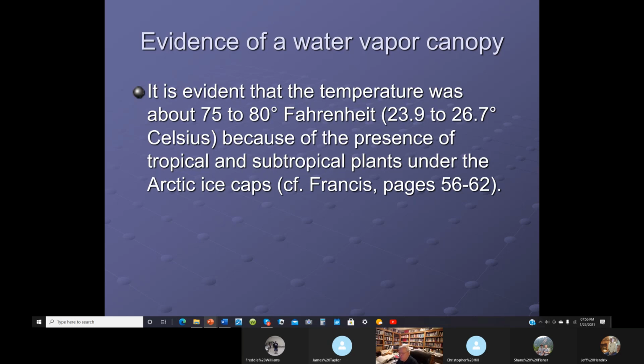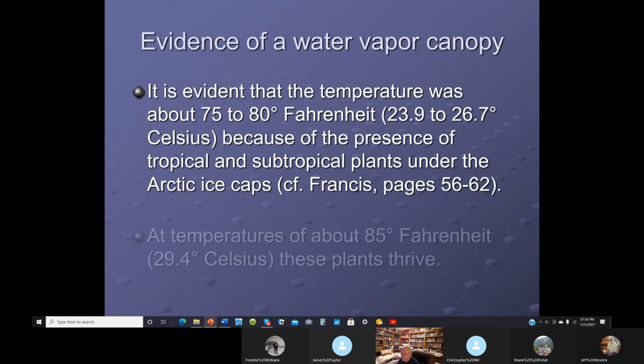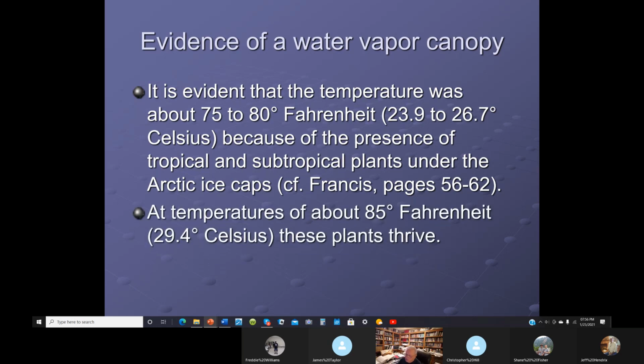This is because of the presence of tropical and subtropical plants under the Arctic ice caps, according to Francis, pages 56 to 62. Now, Francis is a man's last name, not a person's first name. At temperatures of about 85 degrees Fahrenheit, these plants thrive. They actually thrive. Some of these tropical and subtropical plants they find in Greenland.